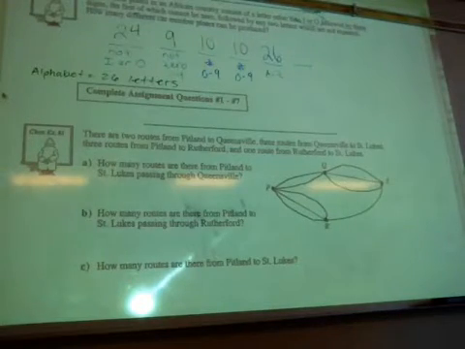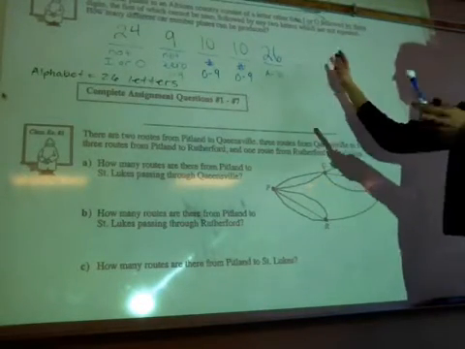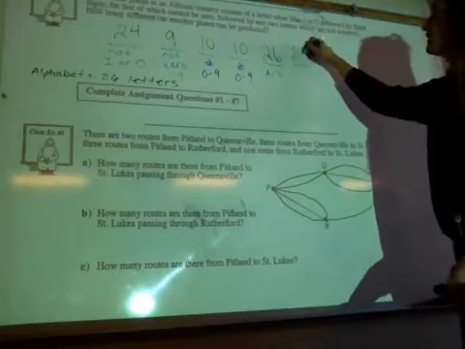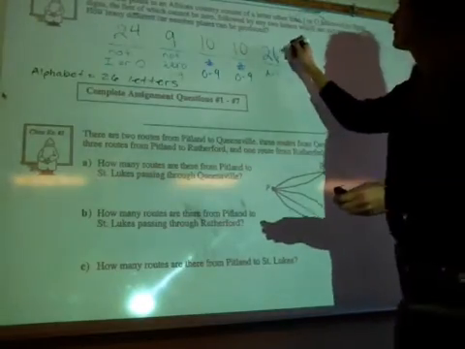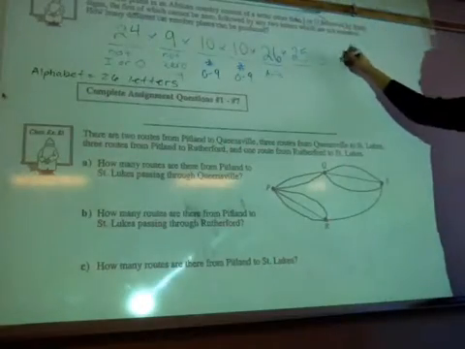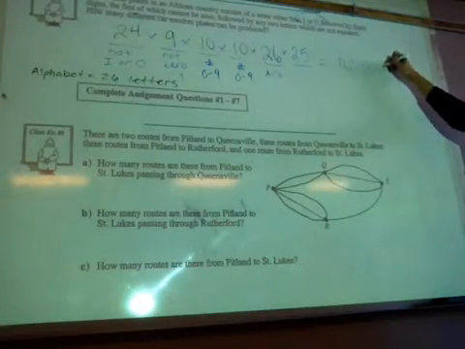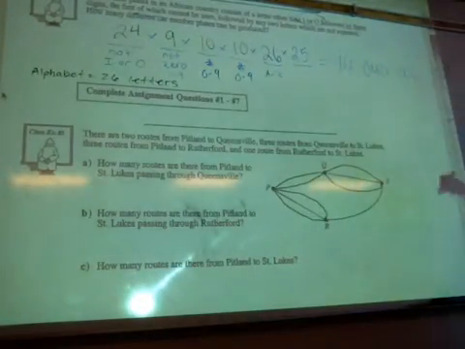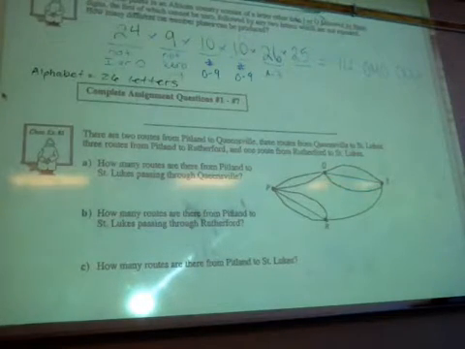Now 25. We've used one of the letters, so we only have 25 letters left. Now we gotta multiply all this. And you should get 14,040,000 options for license plates, for number plates.